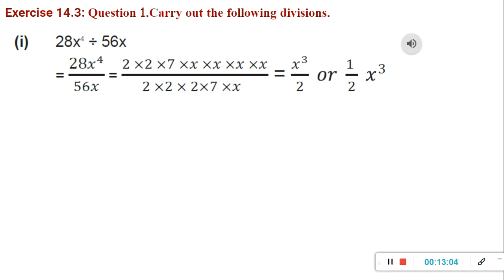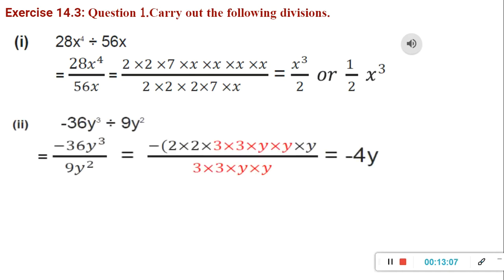Second one, minus 36y cube divided by 9y square. So here minus 36y cube can be written as minus into 2 into 2 into 3 into y into y into y, divided by 9y square, which can be written as 3 into 3 into y into y. So here 3 we can cancel, y and y also we can cancel. Now what is remaining there? Minus 2 into 2 is 4, into y, 4y. So the answer is minus 4y.